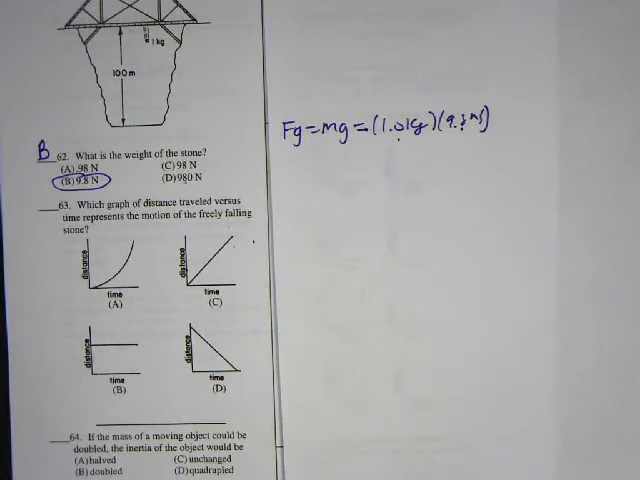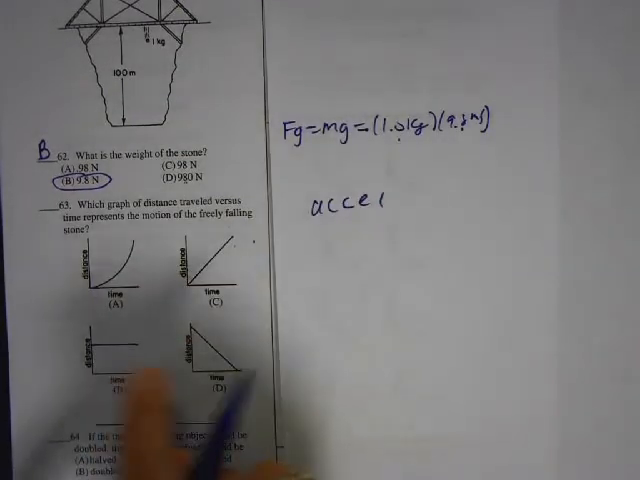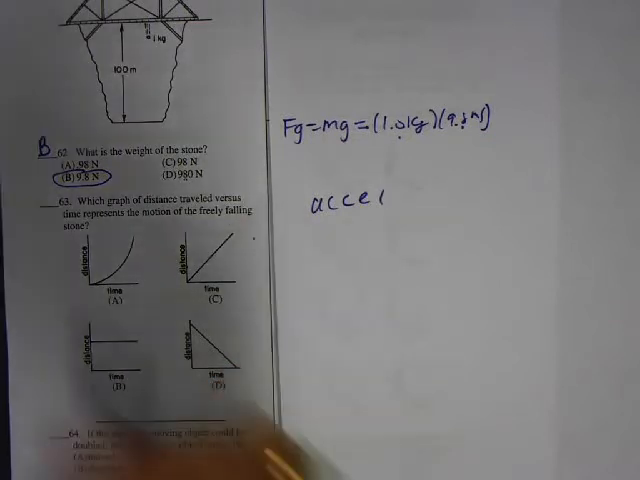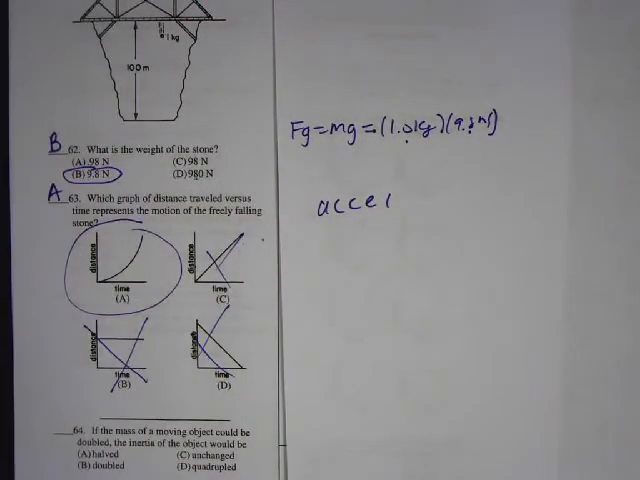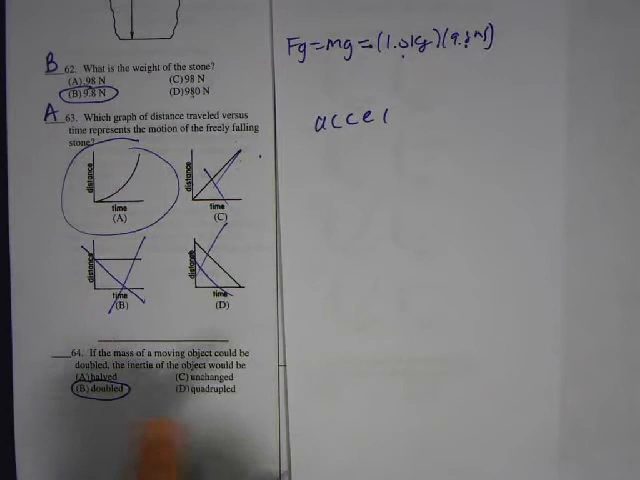Number 63, which graph of distance traveled versus time represents the motion of a freely falling body? If something's in free fall, that means it's accelerating. On a position versus time graph, acceleration is a curve. So I don't even have to look at these. I can do that answer in a few seconds. Number 64. If the mass of an object could be doubled, the inertia of the object would also be doubled, because we know mass and inertia are directly related.